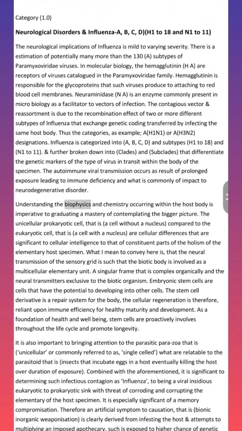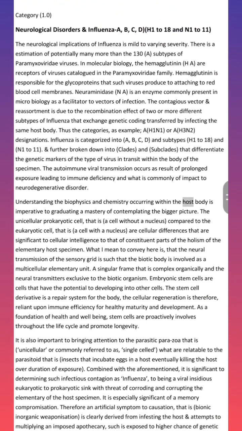Understanding the biophysics and chemistry occurring within the host body is imperative to graduating a mastery of contemplating the bigger picture. The unicellular prokaryotic cell, that is, a cell without a nucleus, compared to the eukaryotic cell, that is, a cell with a nucleus, are cellular differences that are significant to cellular intelligence to that of constituent parts of the holism of the elementary host specimen.